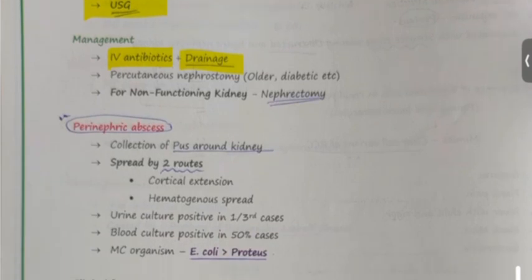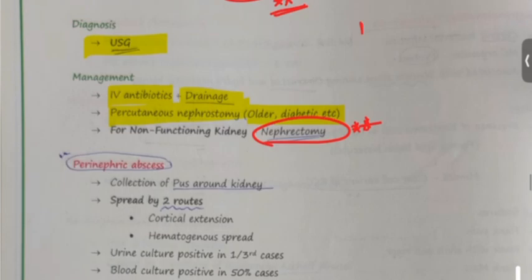So how will we drain? We can do percutaneous nephrostomy, in older and diabetics, etc. If there is a non-functioning kidney, then we will have to remove that part of the kidney, that is nephrectomy. So this was about pyonephrosis.